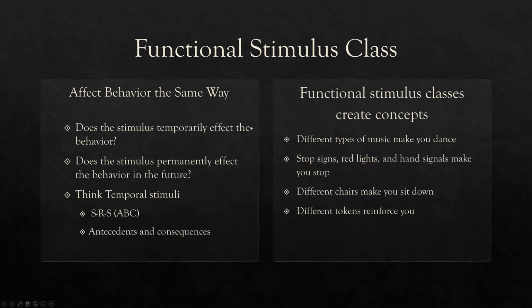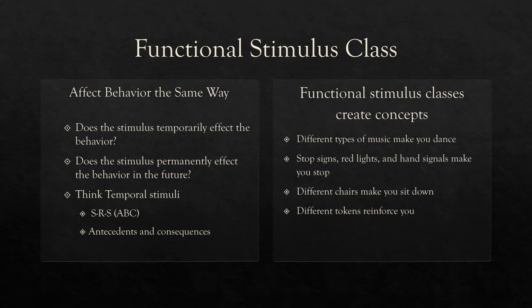Now, if we look at functional stimulus class, which is what we're typically more concerned with, right? We're all about function here. They all affect the behavior the same way. So, does the stimulus temporarily affect the behavior? Does the stimulus permanently affect the behavior? Those are the questions you're going to be asking yourself as you identify the different stimuli and the functions of those stimuli. And when we think functional, we want to think temporal.